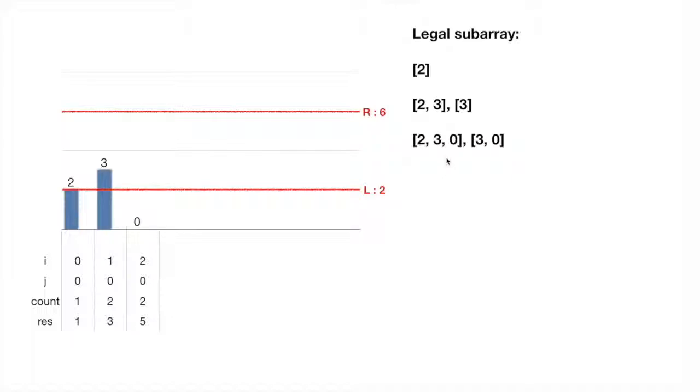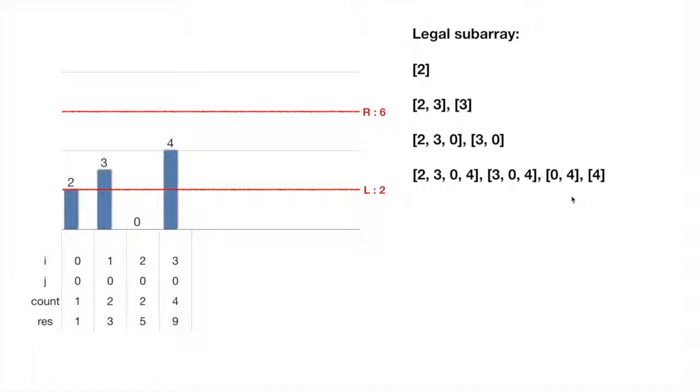In this level, the legal subarrays are 2, 3, 0, and 3, 0. As you can see, it is just a combination of the current element and the previous legal subarrays. And in this case, the single element subarray 0 is illegal. Next element 4 is legal, it is condition 1, and we update the count to 4. There are 4 legal subarrays in this level.